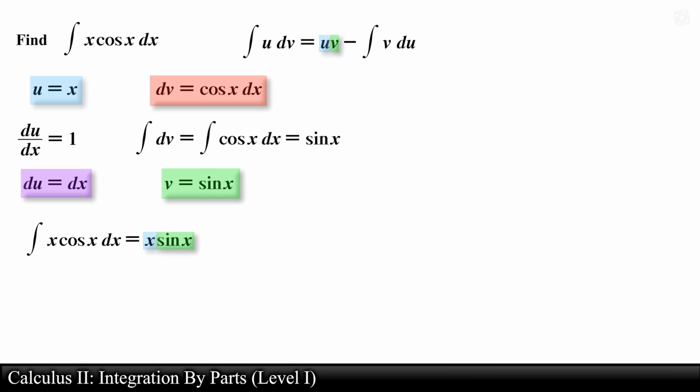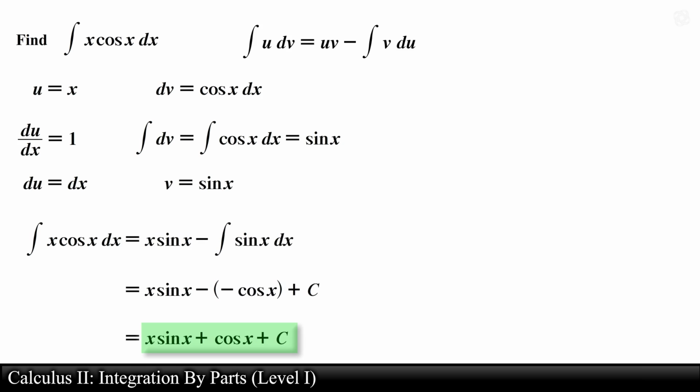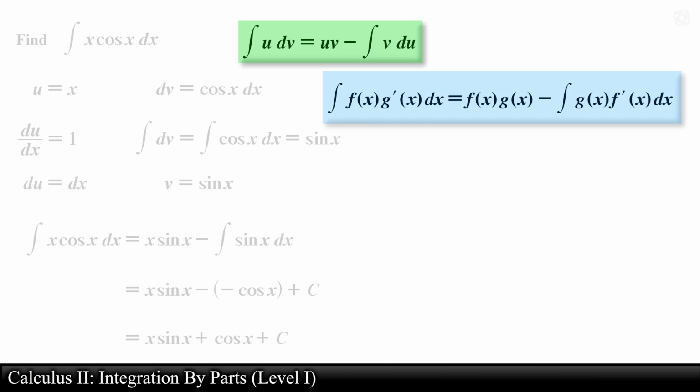uv becomes x times sine of x, and v du becomes sine of x times dx. This is the same expression that we obtained by using the first formula. So taking the integral of sine of x and simplifying, we obtain a final answer of x times sine of x plus cosine of x plus c. It's really up to you which form you want to use. Personally, the first formula is a lot easier to work with, but the second might be easier to remember.